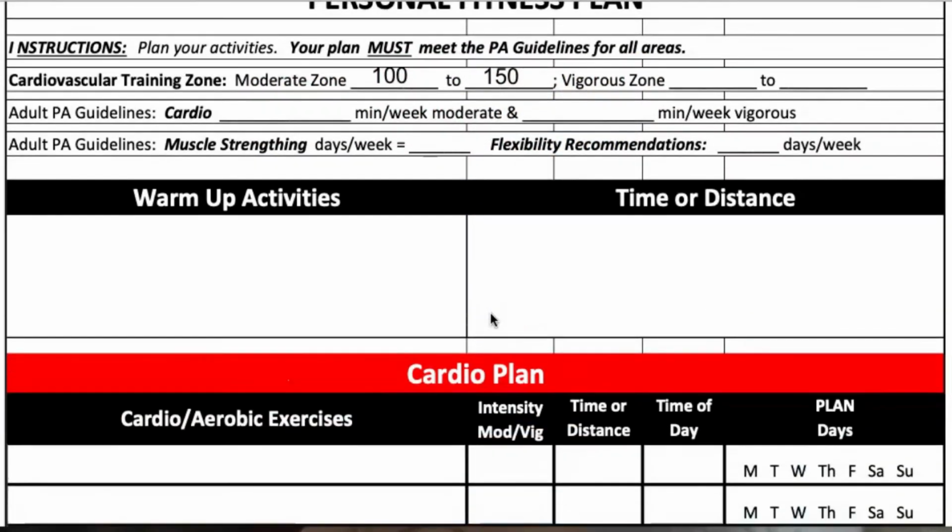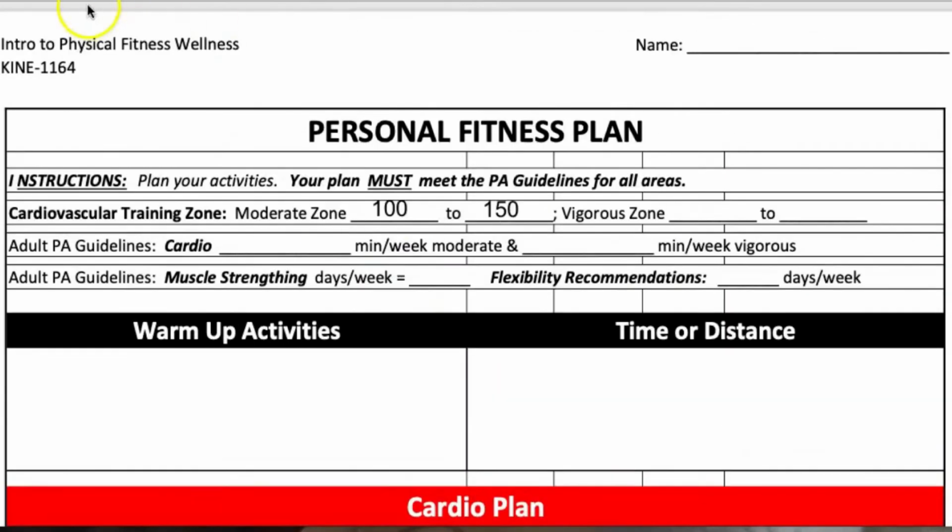So whenever I get ready to start my plan, I'm going to have to do the same thing. Create another text box, come down, warm up activities, click on it. I'm going to delete that. And let's say for my warm-up activities for day 1, 5 to 10 minute walk on treadmill. Okay, so let's just say that's my day 1 warm-up. You would do the same thing for day 2, day 3, day 4, for all of the days that you're working out.